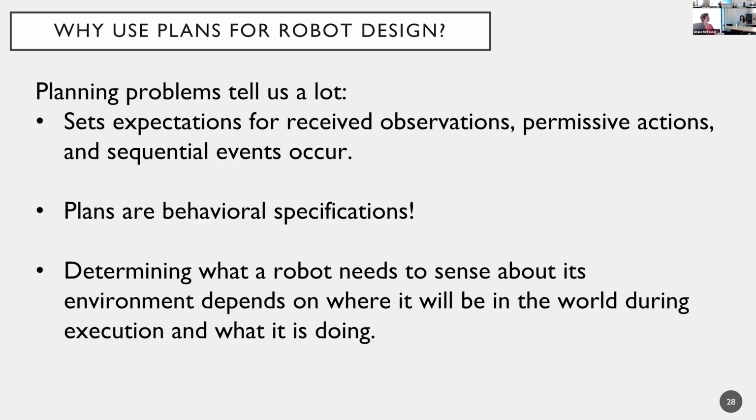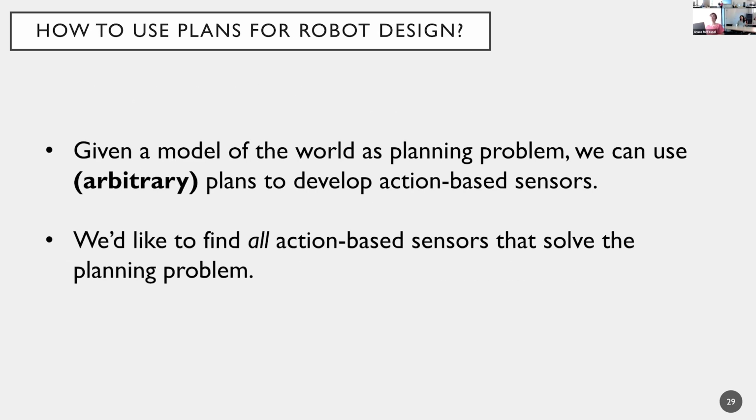So given that we can have arbitrary plans defined for arbitrary planning problems, we'd like to use them to develop all action-based sensors, not just those obtained via backchaining. We want to include ones we couldn't previously handle, such as those that suffer uncertainty in their state, or those that have memory requirements. And we'll also see that we can use action-based sensors to solve design problems that we care about.